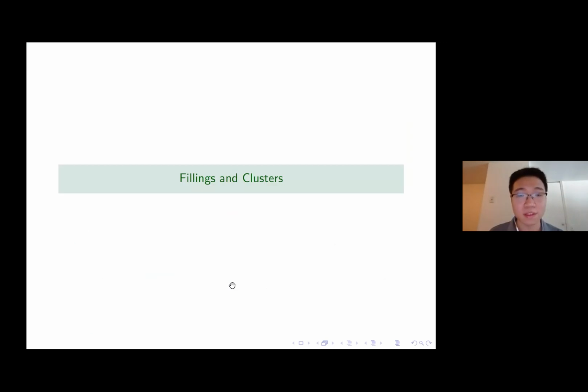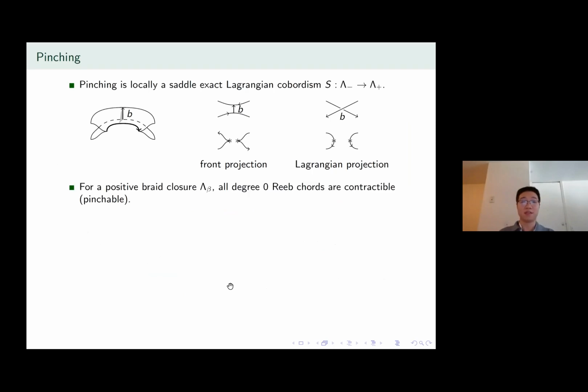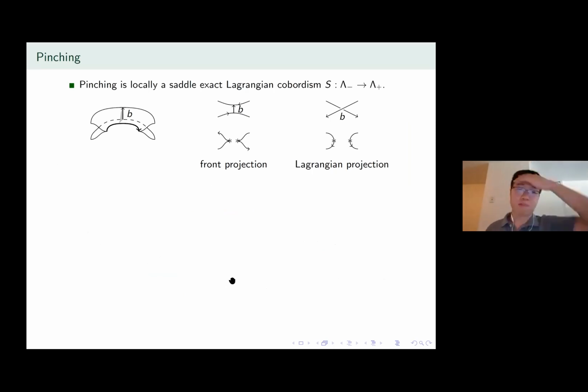Okay. All right, so now we move on to the final part of our presentation, fillings and clusters. Okay, so let me first introduce pinching. So what is a pinching? Pinching is locally a saddle cobordism. So what you do is you take a parallel strand in the front projection and then you pinch it. You can see from this picture here. So in front projection, it looks like a pinch. In the Lagrangian projection, it looks like a resolution of a crossing. So you have a crossing and then resolve the crossing. Okay? So in the 4D picture, it looks like a saddle of this form.